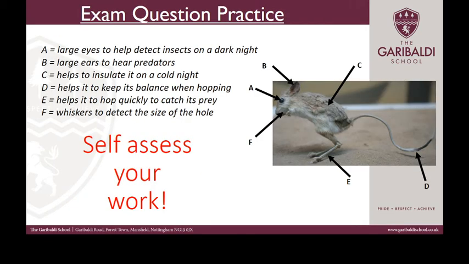Okay, so let's see how you did. So A, large eyes to help detect insects on a dark night, because remember they come out at night. B, large ears to hear predators. C, to help insulate it on a cold night. D, helps it keep balance when hopping. So that's the reason it has an adaptation of a really long tail. E, helps it hop quickly to catch its prey.